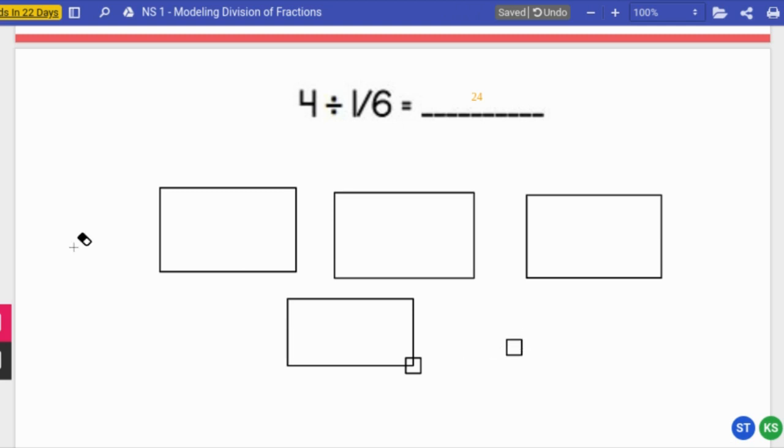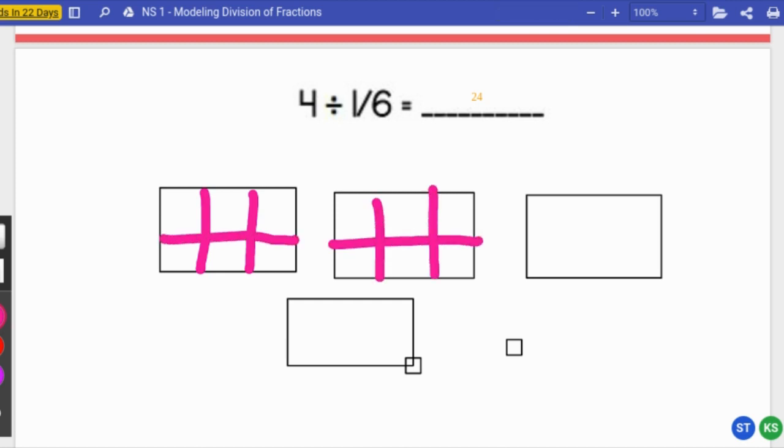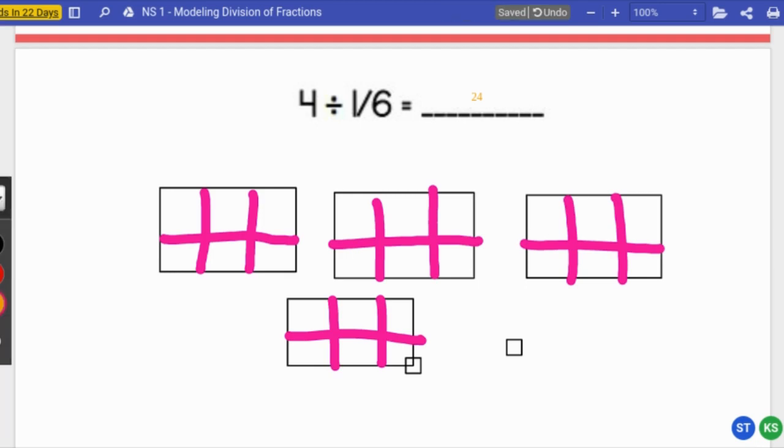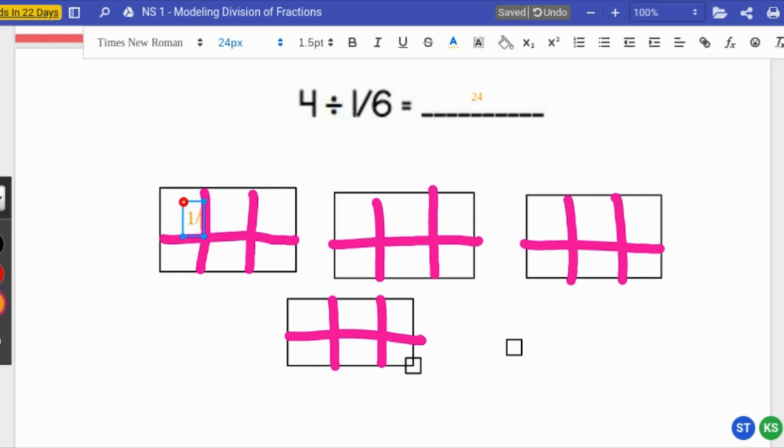So let's go ahead and divide them into 1/6. So again, I'm going to do that in a 2 by 3 or 3 by 2 so that I don't have to draw quite so many lines all in a row. And then each of these pieces is 1/6 of the whole. And so I'm going to count up how many of them I have. So there are 6 in each of my wholes.